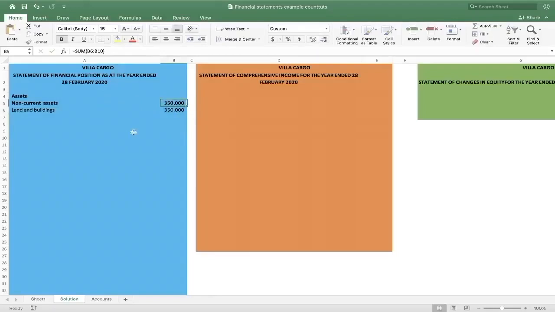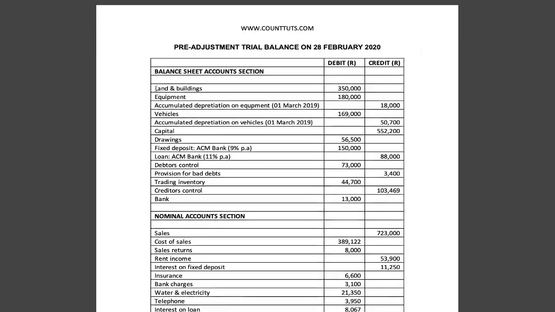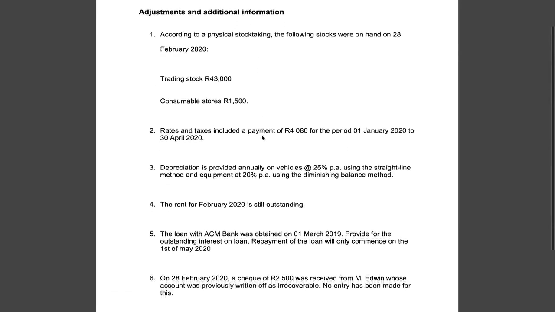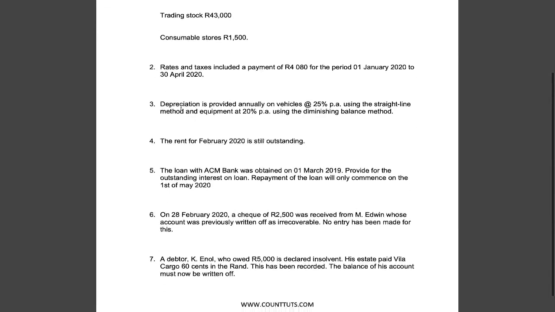Now that we have done the land and buildings, let me highlight it to show that we have just completed it. The second one is equipment, and we are given 180,000 rand. Obviously this is the cost of the equipment, meaning the cost at which you bought the equipment. Now you also check the additional information. Are we given anything here relating to equipment? Well, the only thing we are given relating to equipment is the depreciation.